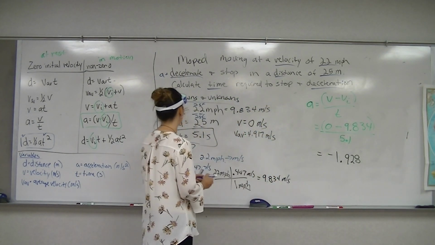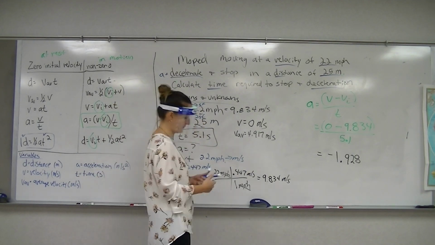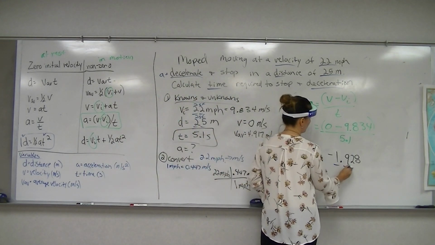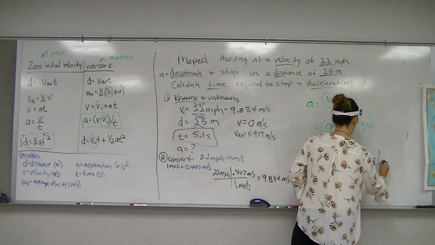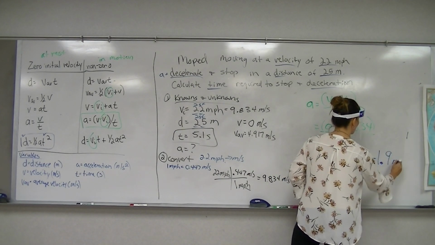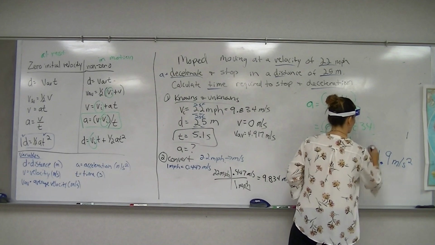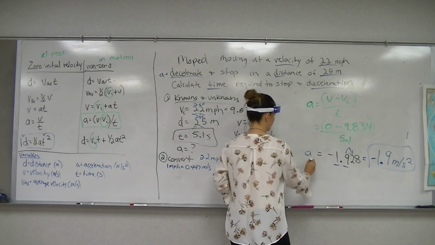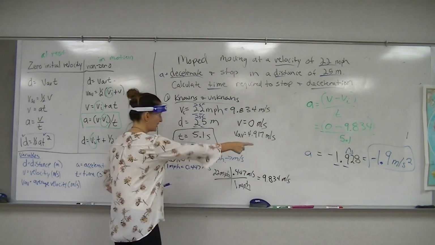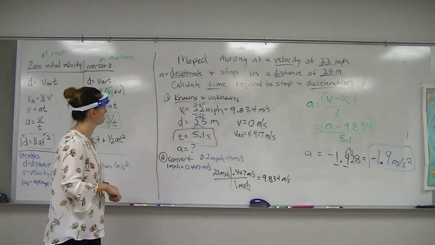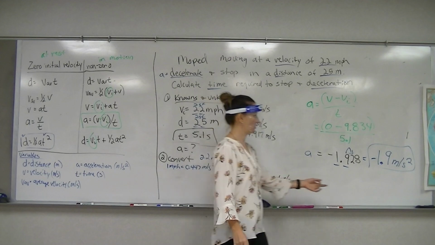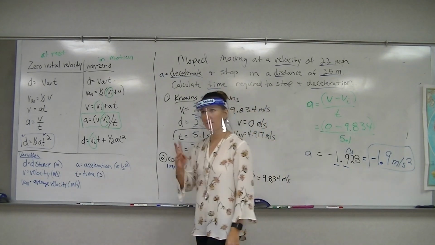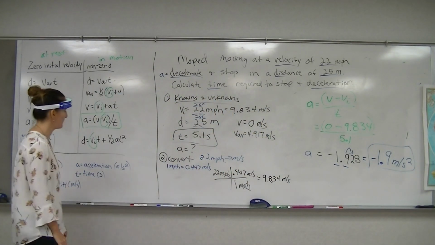Now, I want to make sure I continue doing it correctly and count my sig figs. I want just 2, so my final answer will be negative 1.9. The units are the same as acceleration. So negative because they're slowing down. And they're slowing down at quite a slow rate, actually, too. I think that's the lowest acceleration we calculated out of the 4 different times we calculated it so far today.